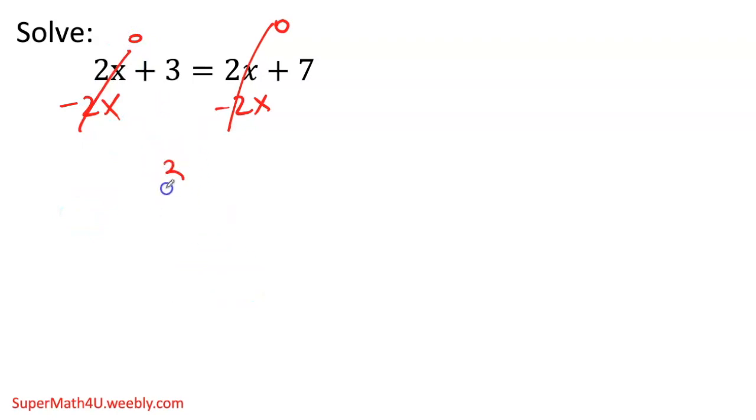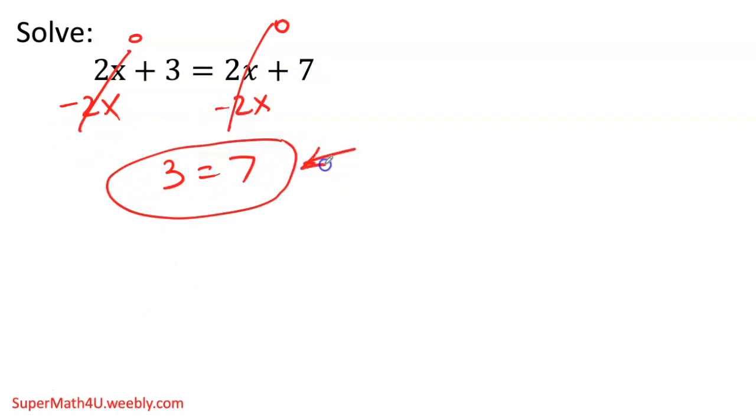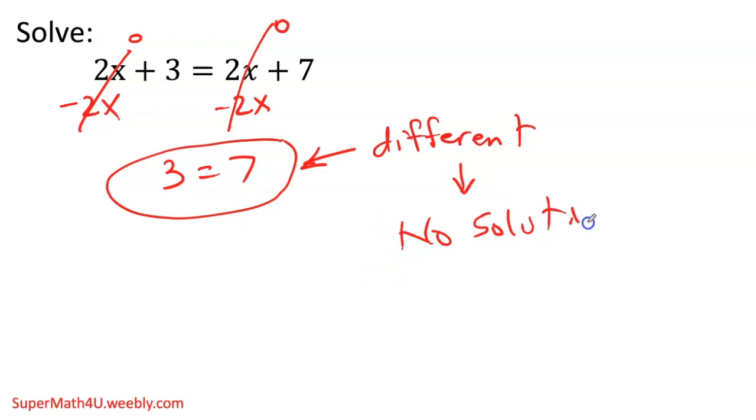I bring the number on the left, I bring the number on the right. As soon as my variables cancel, I check this number. If they're different, then this has no solution.